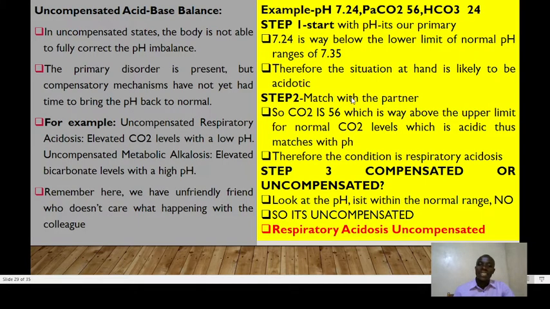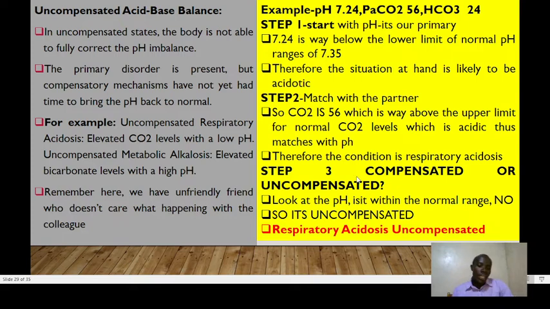Okay, it's matching. So this one will be a respiratory acidosis, guys. Respiratory acidosis, because 56 is way above 45, which is acidic. Okay, so the pH is matching with acidosis, so it is respiratory acidosis.